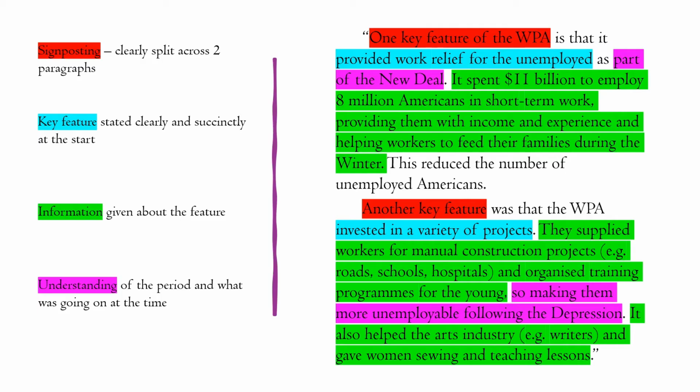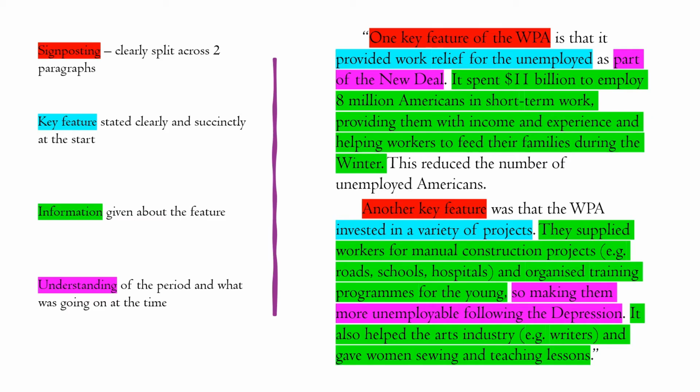The purple, there's not much of this, and it varies between the paragraphs, but this is showing an understanding, and this is basically pushing your mark up into the next mark level descriptor. This is showing an understanding of the period and what was going on at the time, and it's relating the thing that they're asking you to describe with the broader part of the specification. So the WPA, for example, comes as part of the New Deal and under the New Deal section of the specification. So I've mentioned that in the first paragraph, showing that I understand where the WPA came in.